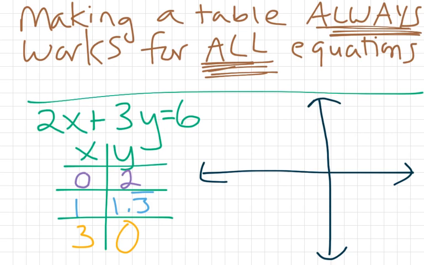So let's take a look at where these points are. The point (0, 2) would be about there. I'm going to go ahead and graph the point (3, 0), and then the point (1, 1.3) should be on this line.